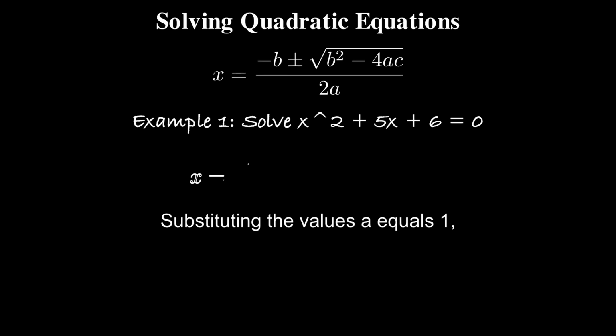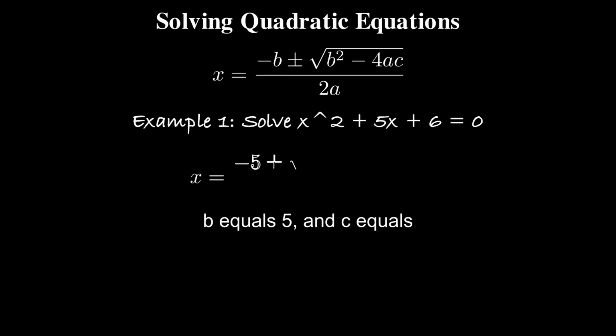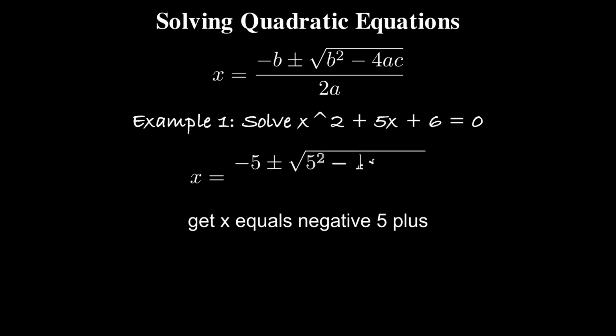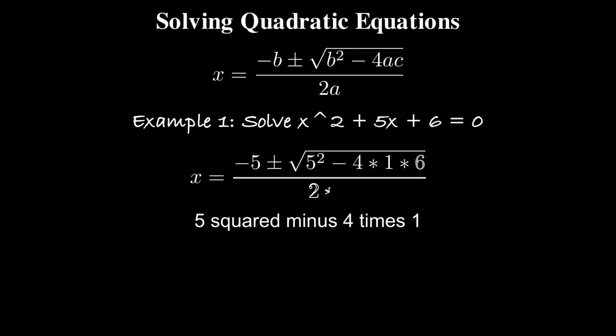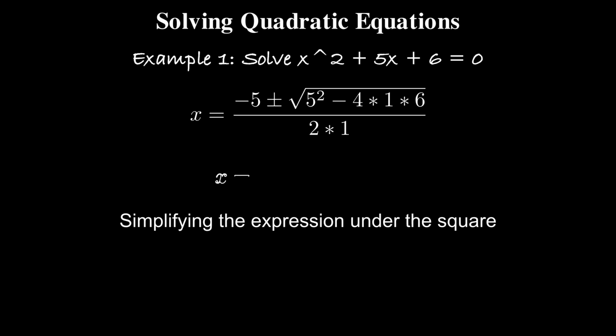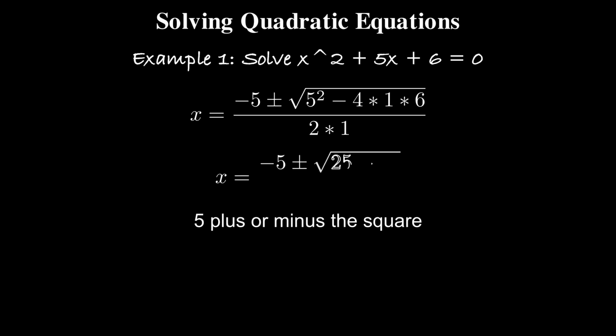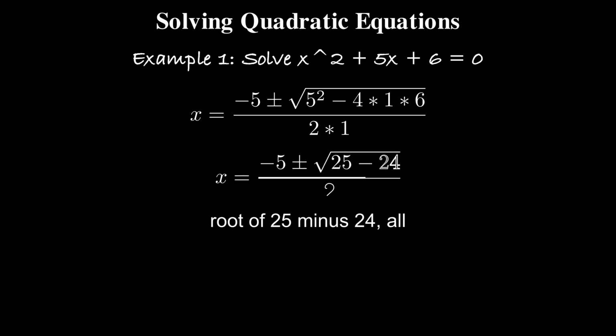Substituting the values a equals 1, b equals 5, and c equals 6 into the quadratic formula, we get x equals negative 5 plus or minus the square root of 5 squared minus 4 times 1 times 6, all divided by 2 times 1. Simplifying the expression under the square root, we get x equals negative 5 plus or minus the square root of 25 minus 24, all divided by 2.